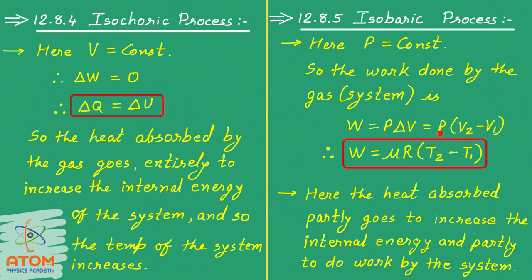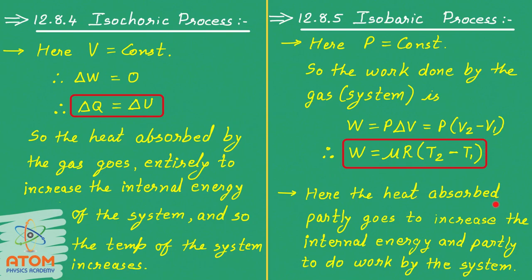Now if I multiply this P inside, I will get PV2 minus PV1. Now from the ideal gas equation we can write PV2 as mu RT2 and PV1 as mu RT1. Now taking mu R common, we get W = mu R (T2 minus T1). This is the work equation for isobaric process in terms of temperature.